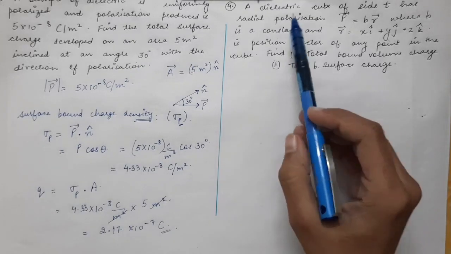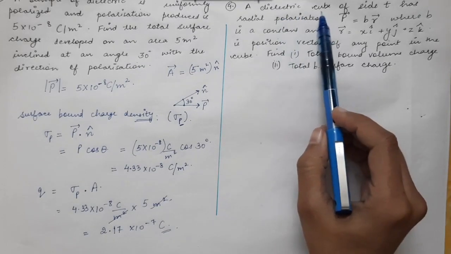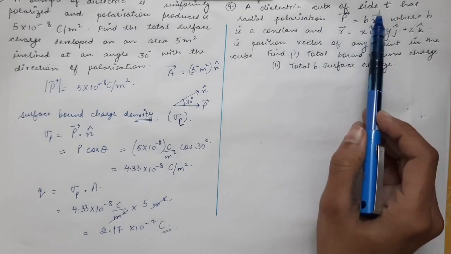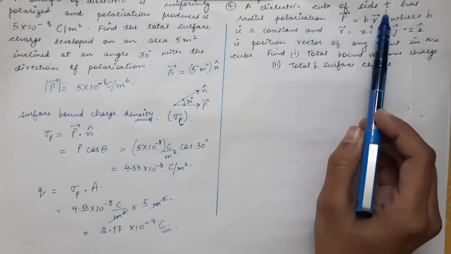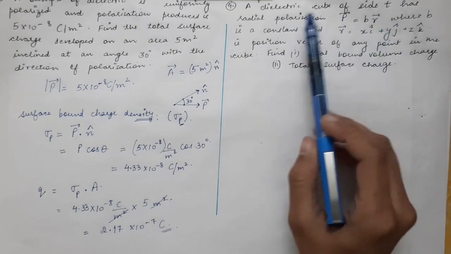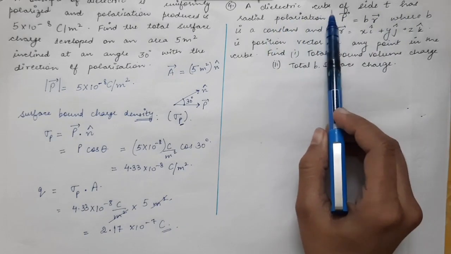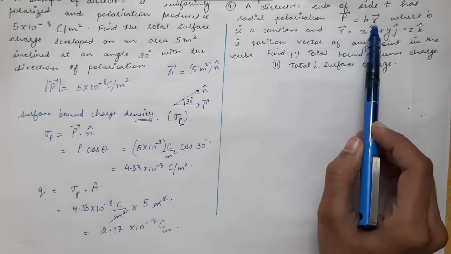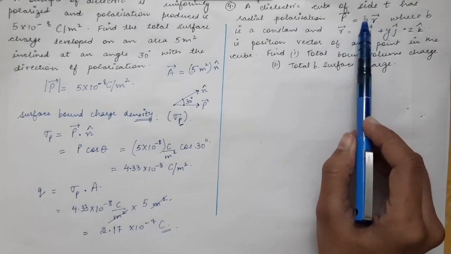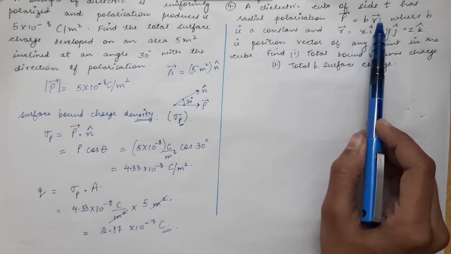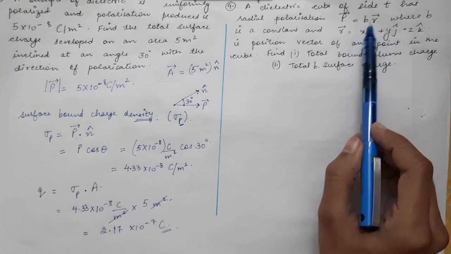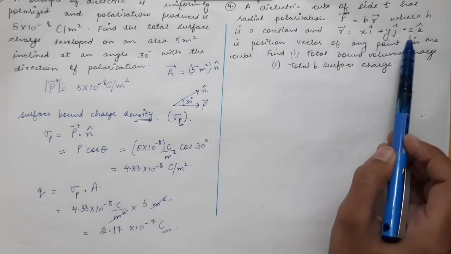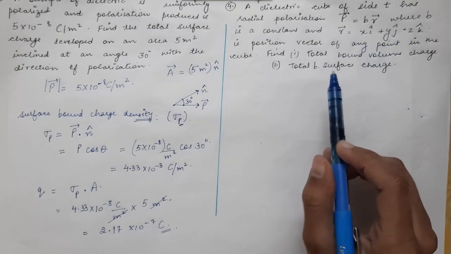Now the fourth numerical is that a dielectric cube. We are given a cube of side small t. A cube has all sides equal, so every side of the cube will be equal to small t. It has radial polarization, and the polarization vector is given by b times r vector, where b is any constant and r vector is the position vector of any point in the cube. The position vector is given by x i cap plus y j cap plus z k cap. This is the general form of the position vector.